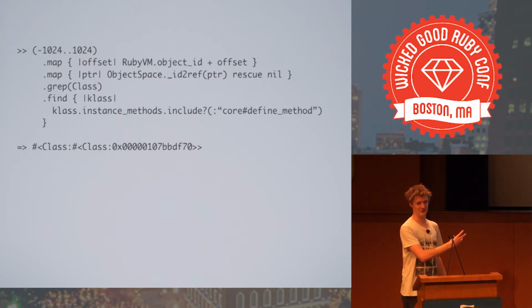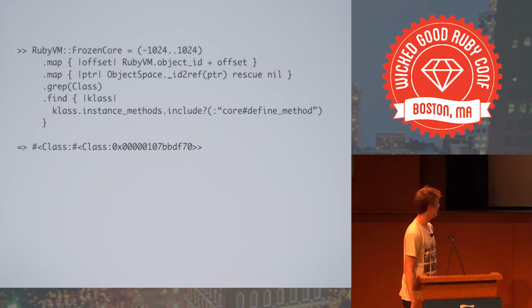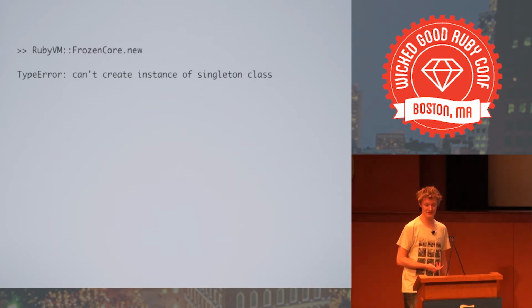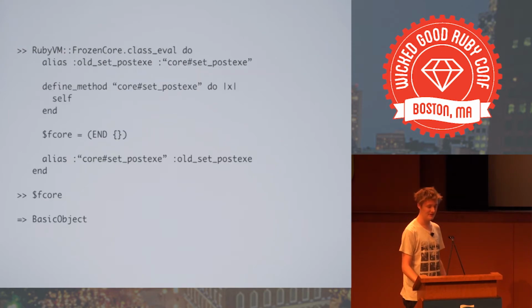So this is the FrozenCore that we're not supposed to get at from Rubyland, but we've got it, so we can have a play around with it. We can assign that to a name, so we can use it by name instead of repeating this code everywhere. And the interesting thing is it's technically a singleton class, so we can't create a new instance of it. If we want to get at the actual instance of this class, we need to do some hacks.